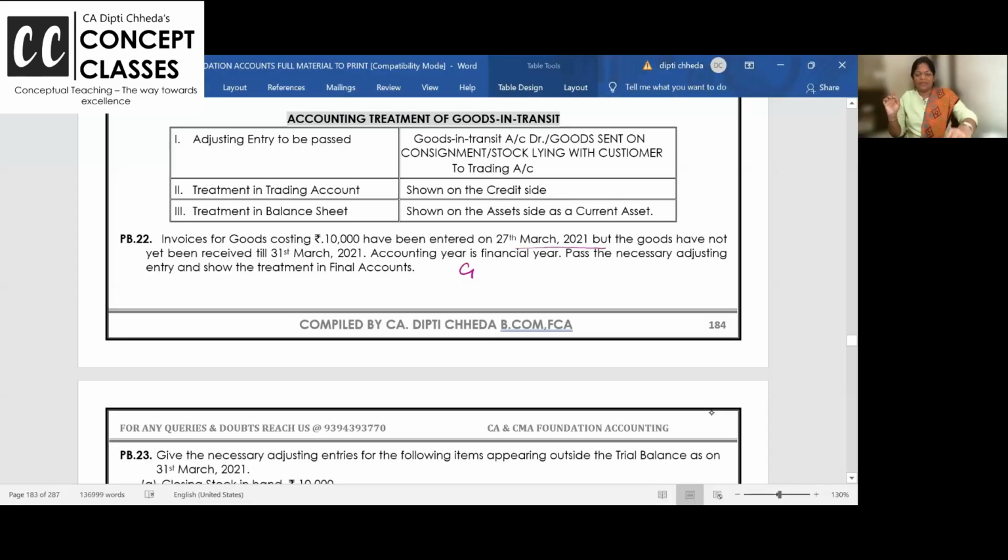The screen got stuck, huh? One minute. I will repeat the explanation. I don't know how much you have heard about goods in transit. Goods in transit or goods sent on consignment or stock lying with customer, debit to trading account.